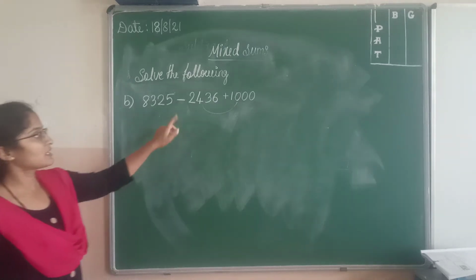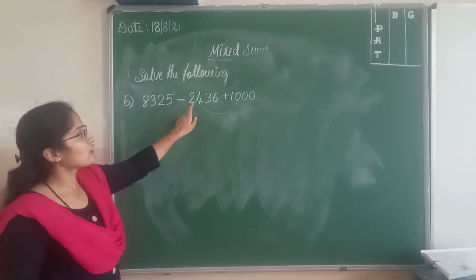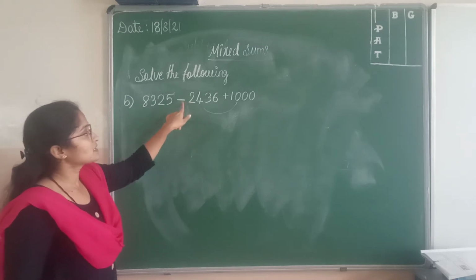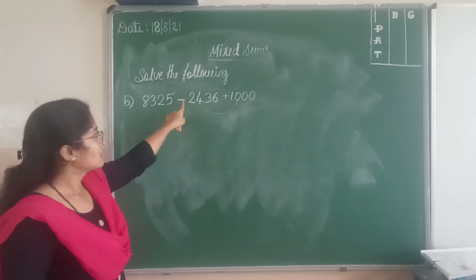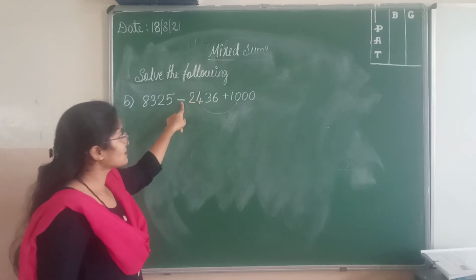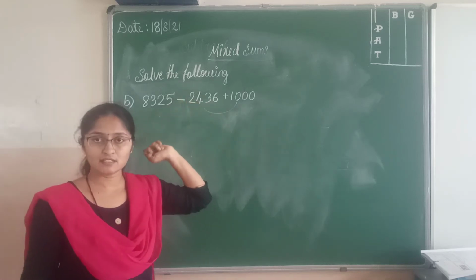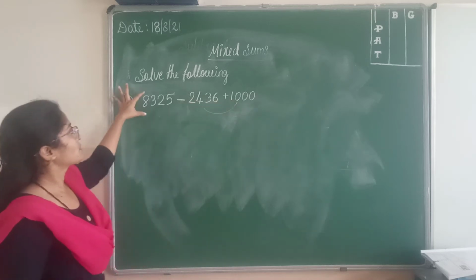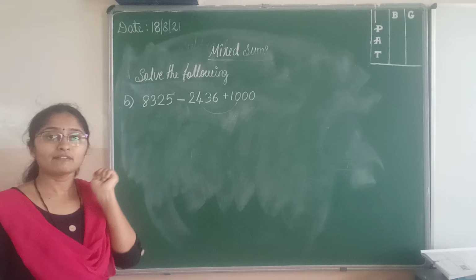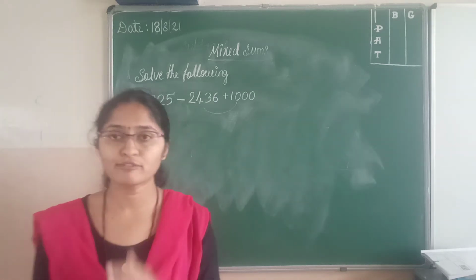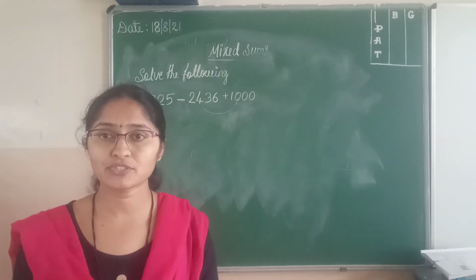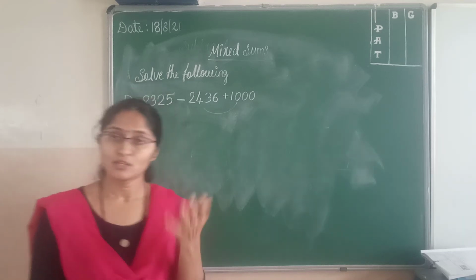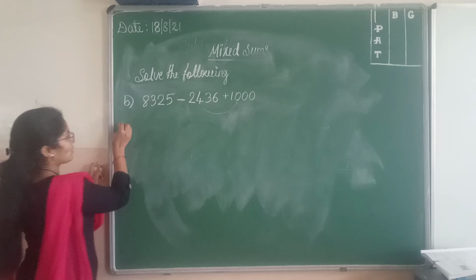Yes, but children, here this is not a positive number, this is a negative number, because before this there is a subtraction sign. So now this will become minus 2436. So we cannot add this number to this. So now you can add to this number. We have already learned the properties of addition, that when you change the order of the numbers, you will also get the same answer. So let us change the order of the numbers now.